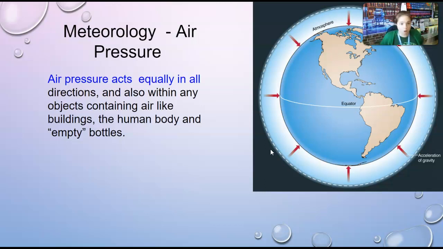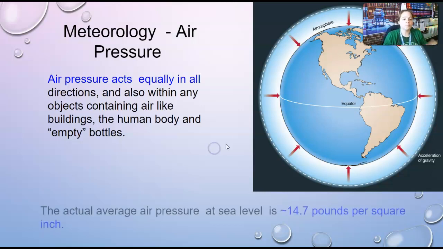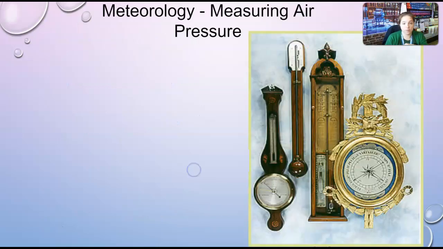Gravity acts equally in all directions within objects containing air, like buildings, empty human bodies, empty bottles. So right here, my bottle has air pressure on the inside. Even empty bottles, just to keep their shape, have pressure. Now, if I was to take all the pressure out of that, it would implode, right? But here's the thing, the actual air pressure at sea level, and we go by sea level, is about 14.7 pounds per square inch, right?